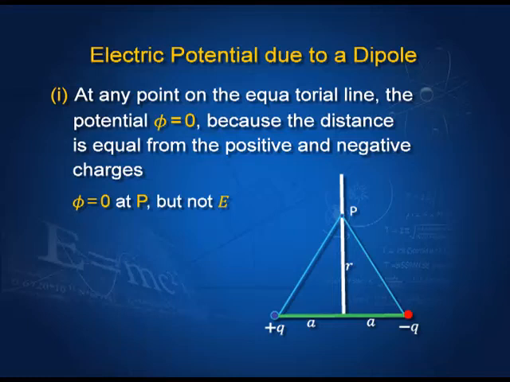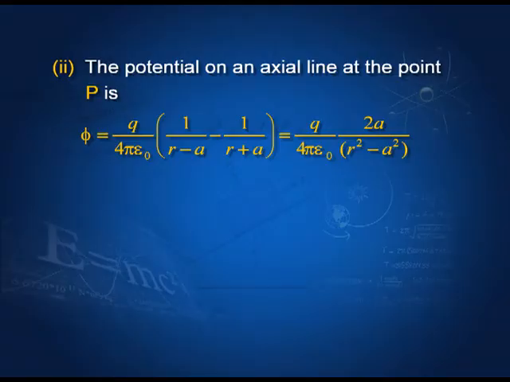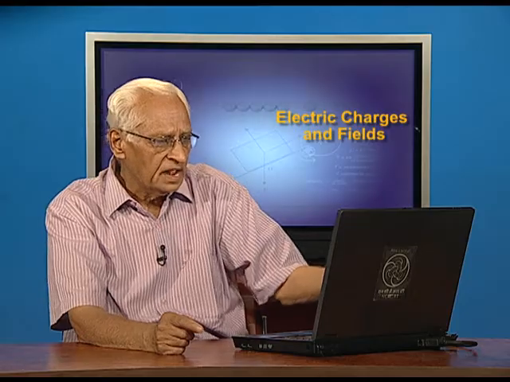Now, we take a point along the axis of the dipole, say P, at a distance r. This distance from the center is r, the distance from minus q to P is r plus a, and from plus q to P is r minus a. Therefore, the potential due to plus q is q by 4 pi epsilon 0 into 1 by r minus a, and due to charge minus q, it is q by 4 pi epsilon 0 with a minus sign into 1 by r plus a. So, we add them and we find the potential.